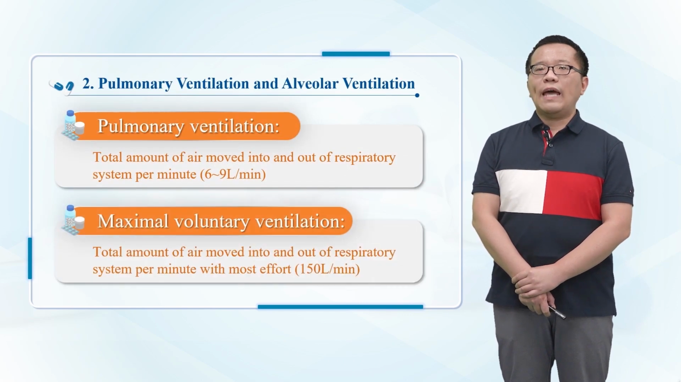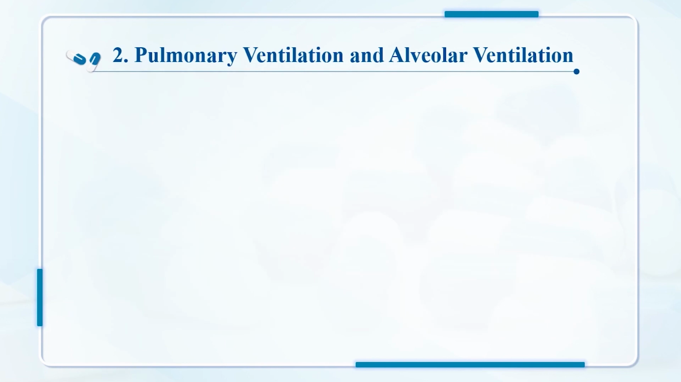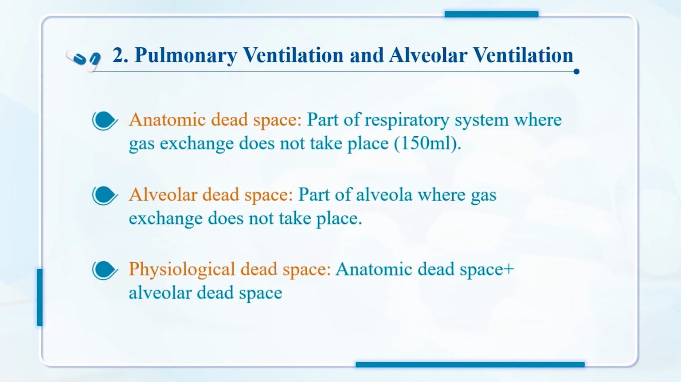Total amount of air moving into and out of the respiratory system per minute is 6 to 9 liters. Total amount of air moved into and out of the respiratory system per minute with most effort is 115 liters. There are still several definitions to be made clear.